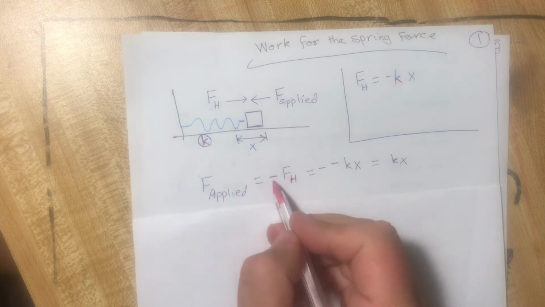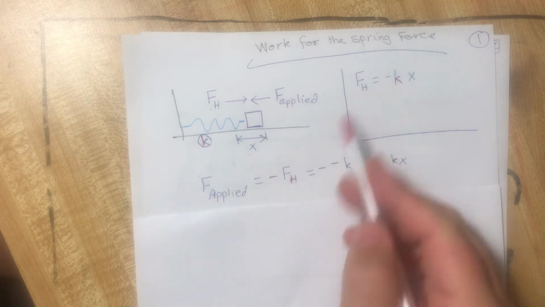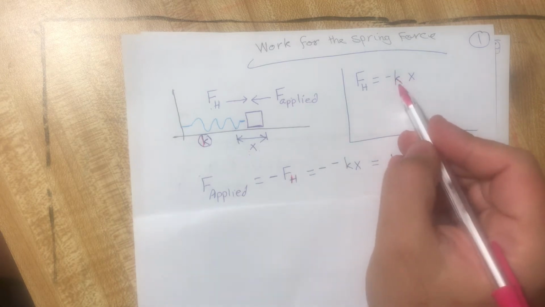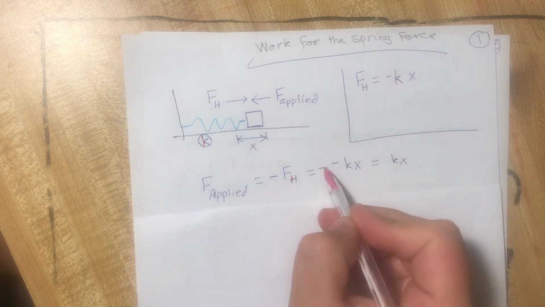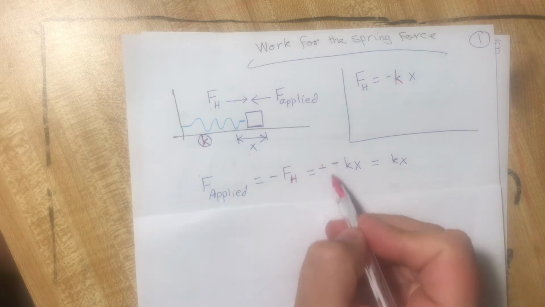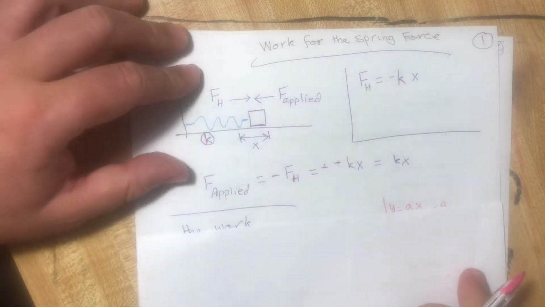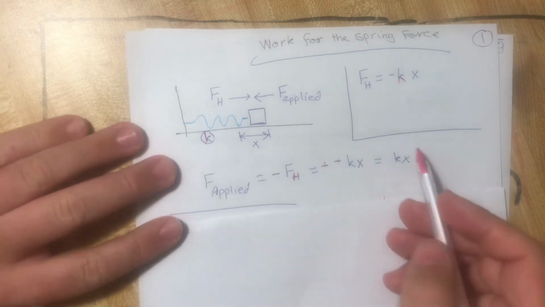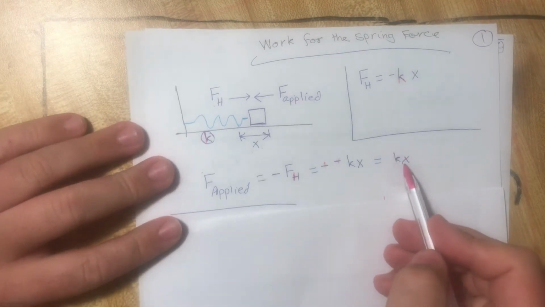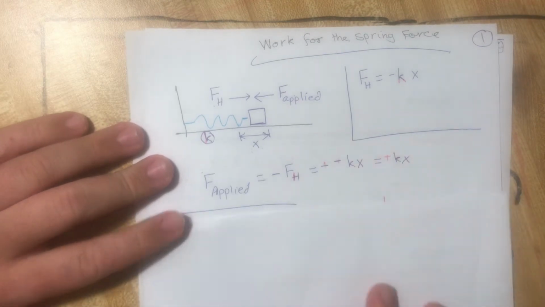So F applied will be equal to minus F Hooke. F Hooke is minus Kx. We have two minuses, which makes them a plus sign. So our applied force should be Kx in positive value. Okay.